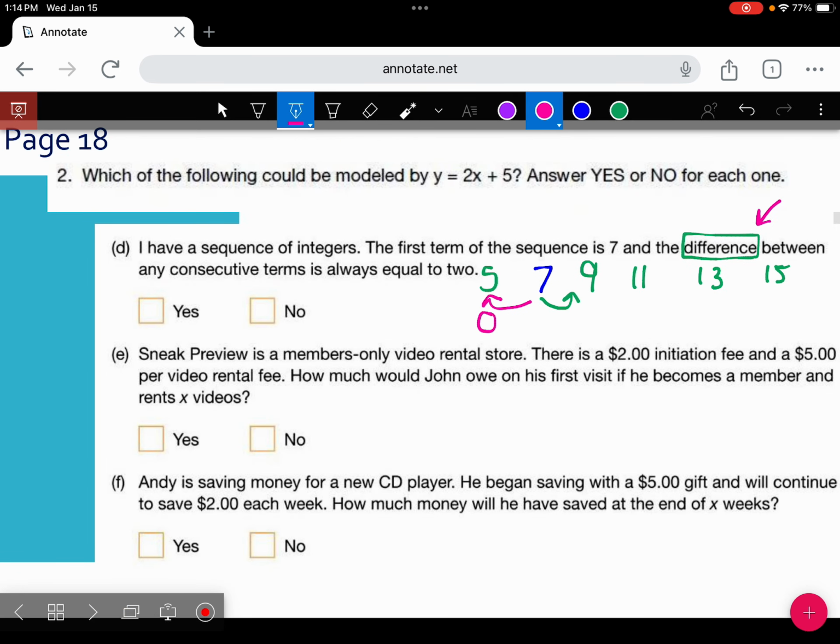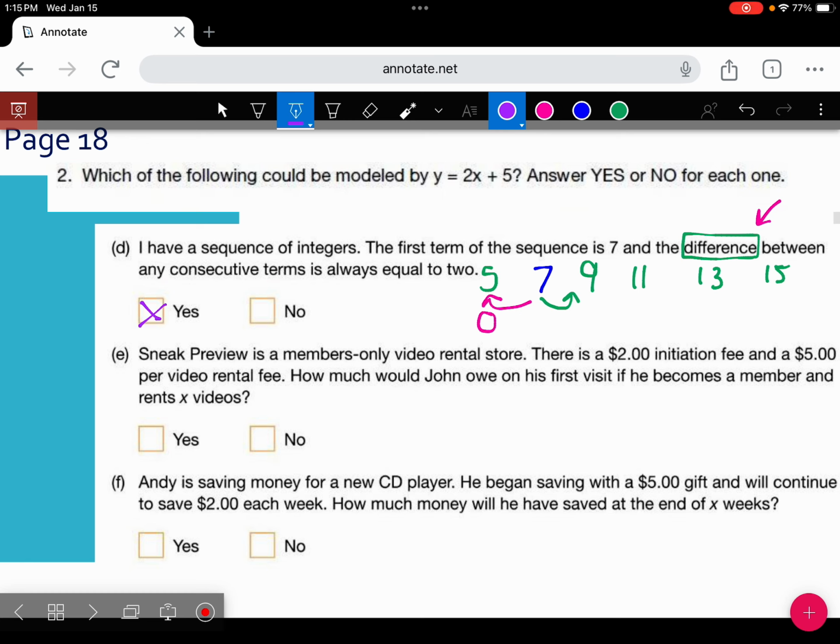Because they're intending this to be a yes. It starts at 5 at term 0, and it increases by 2 each time. Even though they said difference, they're meaning the change between them. So when they say difference, they mean change. It doesn't necessarily mean subtraction, it means the change. So this one is intended to be a yes, but again, they're being weird and pedantic.